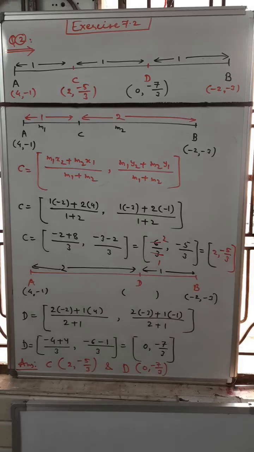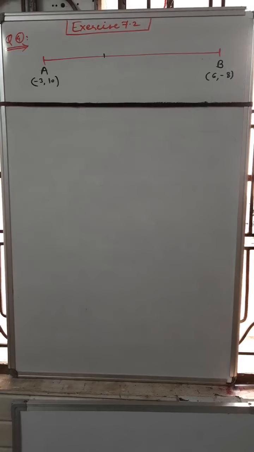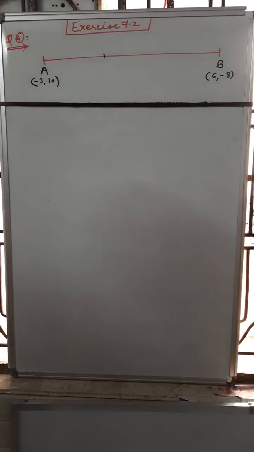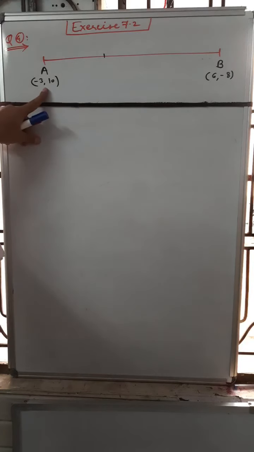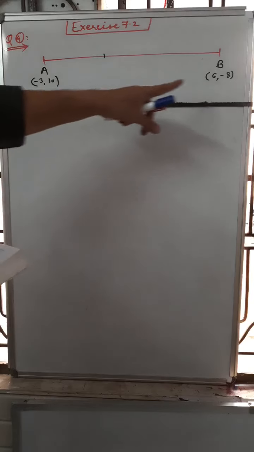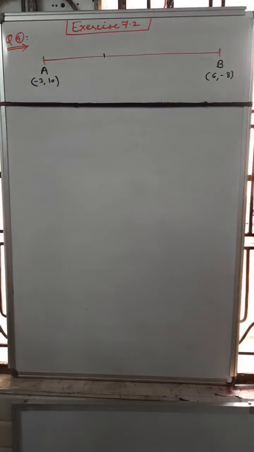So you can solve it by using a similar method. Students, now we will solve question number 4 of exercise 7.2. Read the question twice or thrice. Find the ratio in which the line segment joining the points (-3, 10) and (6, -8) is divided by (-1, 6).